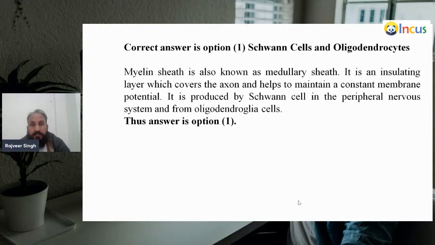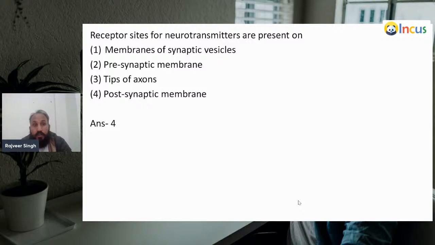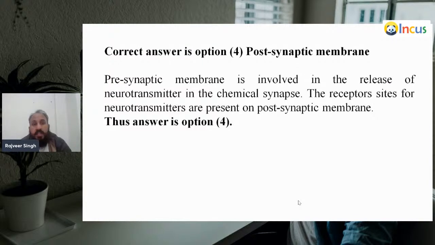The answer will be the first. Then the next question: receptor sites for neurotransmitters are present in the synaptic vesicles, presynaptic membrane, tips of axon, or postsynaptic membrane. The answer will be the fourth. Postsynaptic membrane is the right answer, because the presynaptic membrane is involved in the release of the neurotransmitter in chemical synapses, and the receptor sites for the neurotransmitters are present on the postsynaptic membrane. So the answer will be the fourth.